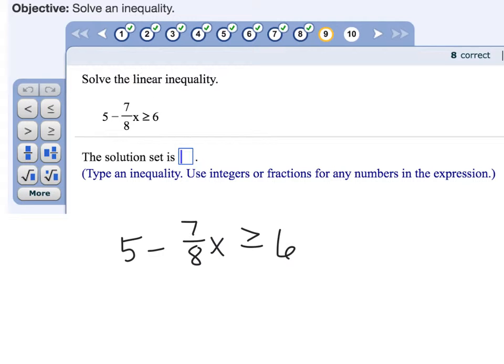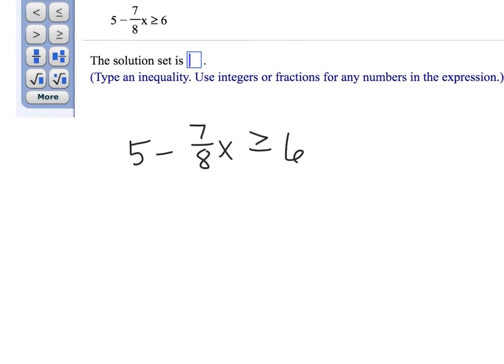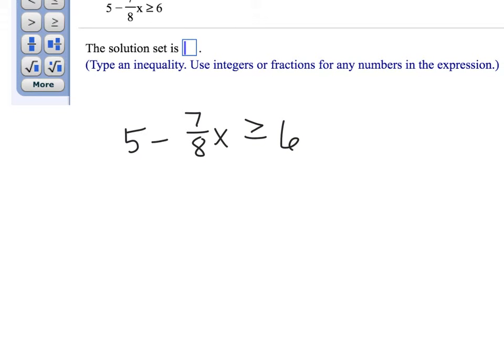All right, we're going to solve this inequality, and we've got to get x all by itself. So the first thing I want you to know is that 5 is really a positive 5. So we need to subtract 5 from both sides. So this becomes 0. And so we end up with negative 7/8 x is greater than or equal to 1.